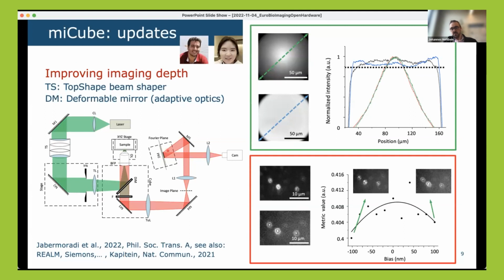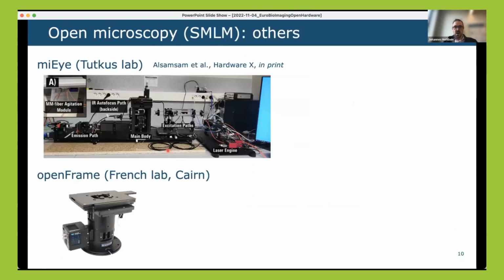So from the MyCube, which luckily a few people built, there are now more iterations going on. Yeah, so I would like to point out 2. One is the so-called MyEye from the Tutkus lab in Lithuania, who started with the MyCube and then thought, we can do a few things better, and we can replace even more of the components that we bought commercially with more homemade equipment. So for example, using laser diodes rather than a commercial laser box, or using really cheap cameras rather than the scientific grade cameras that we used. More importantly, they included a proper infrared autofocus path.